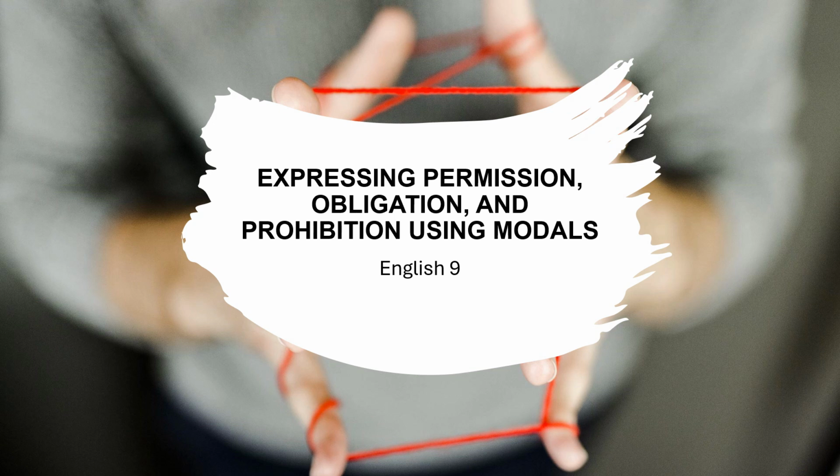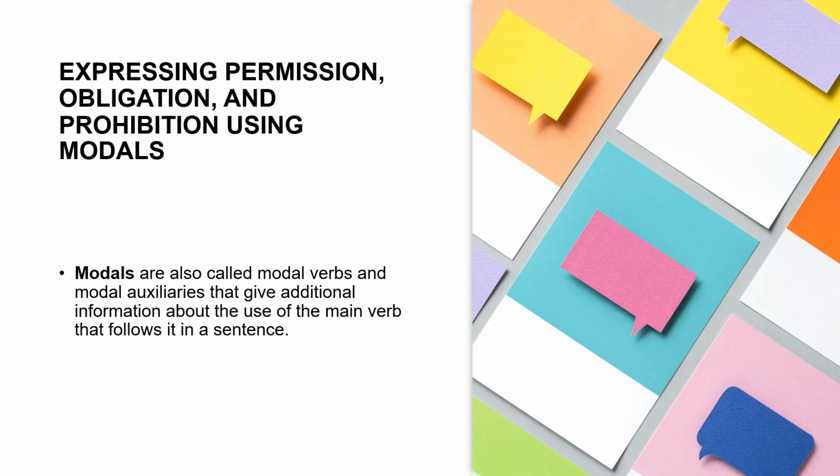Expressing permission, obligation, and prohibition using modals. So in this discussion, we will discuss what modals are and what words we can use in expressing permission, obligation, and even prohibition. Modals are also called modal verbs and modal auxiliaries. Modals give additional information about the use of the main verb that follows it in a sentence.